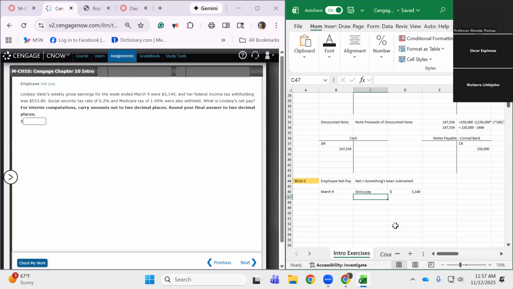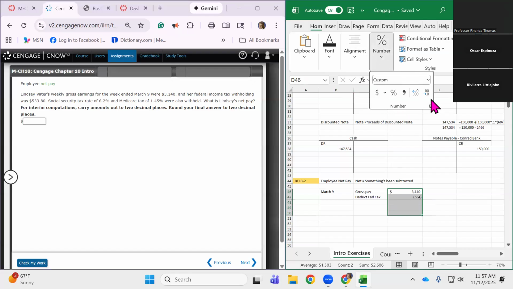So don't subtract your federal income tax before you calculate your Social Security and Medicare, or you'll get it wrong. Okay, so I'm going to put deduct federal tax, and I'm just going to put a negative of however much they're telling me. They're going into cents now, so we're going to have to watch that. We haven't dealt with 2 decimals to the right much in this class, but that will be deducted.